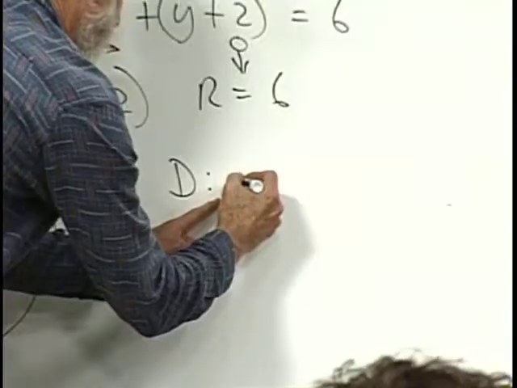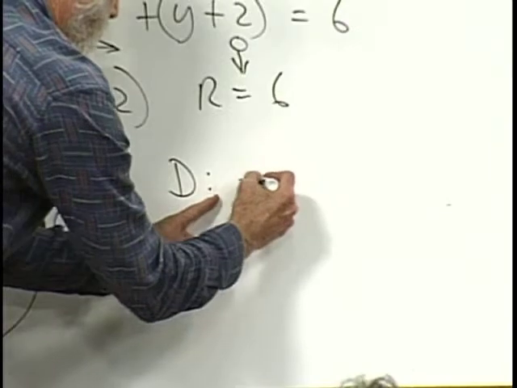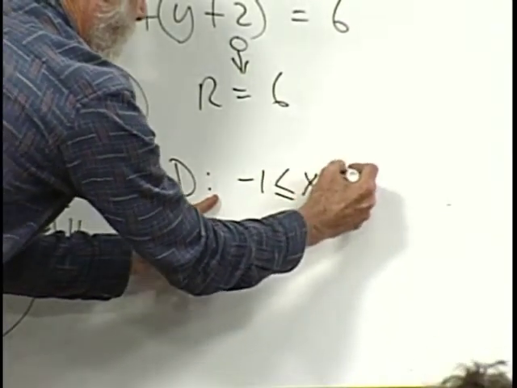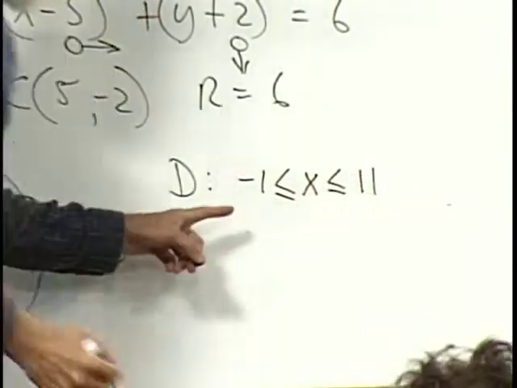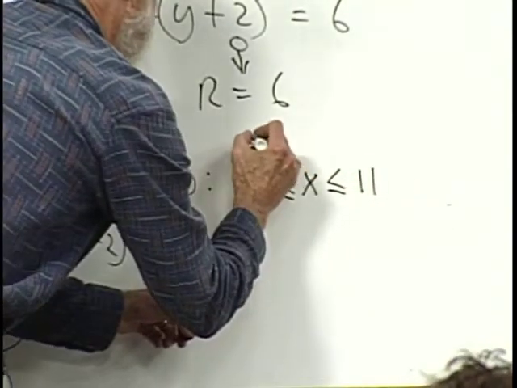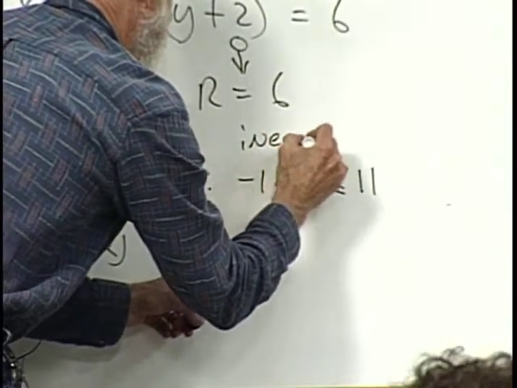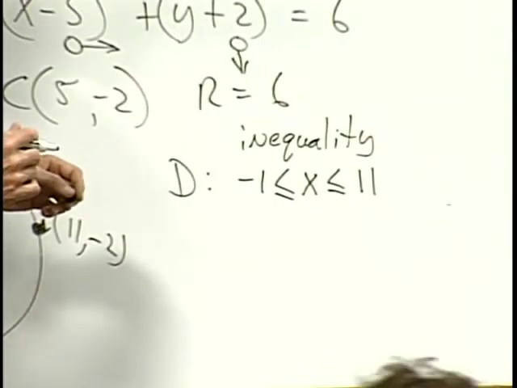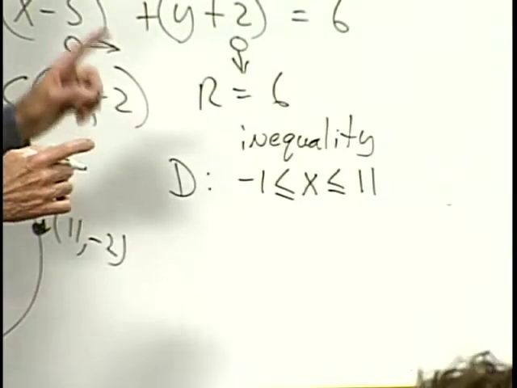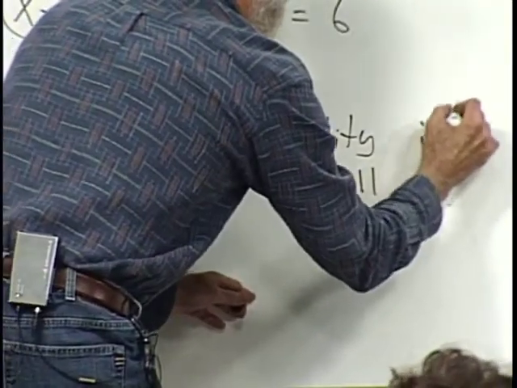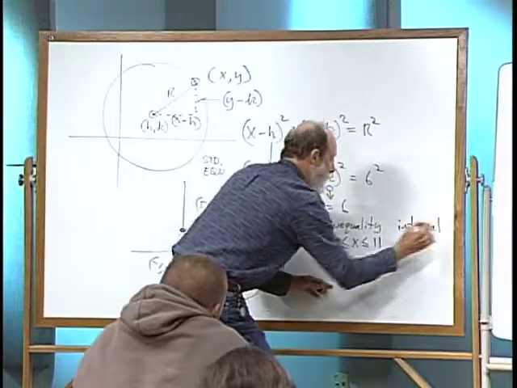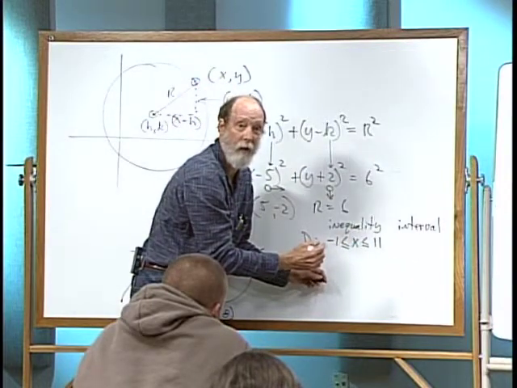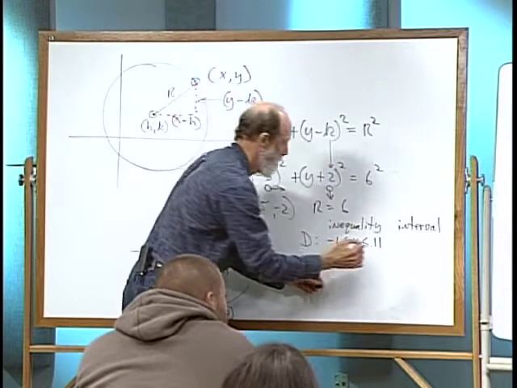What you're probably used to, if I wanted to write down the domain here, I could put from -1 less than or equal to x less than or equal to 11. That's called inequality notation. Interval notation, I'm going to put next to it. Interval notation is very nice, and we're going to enjoy using it, aren't we?